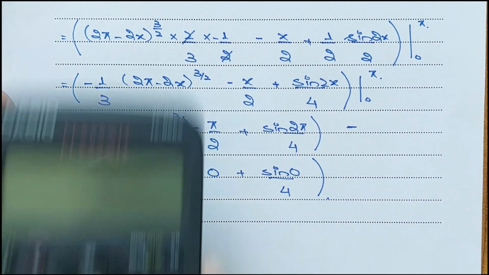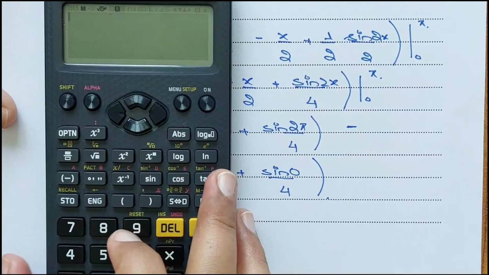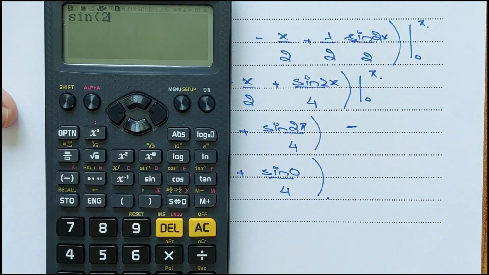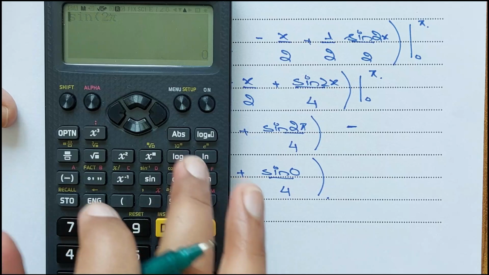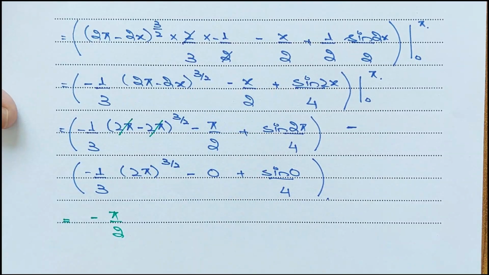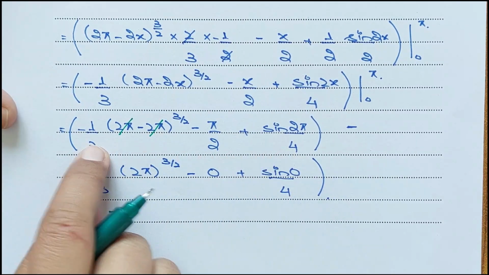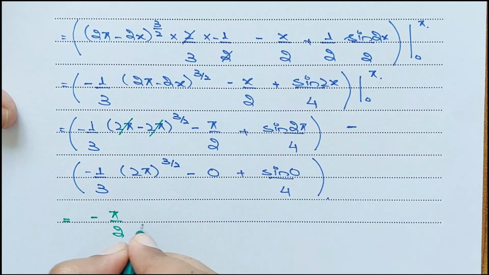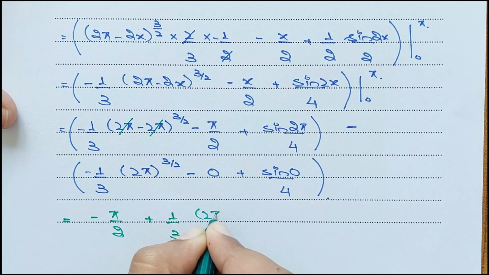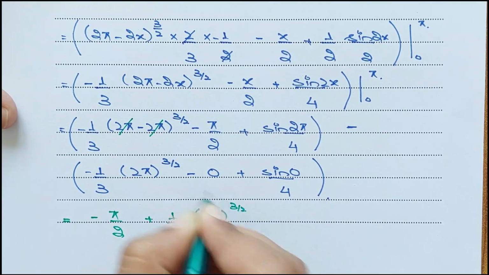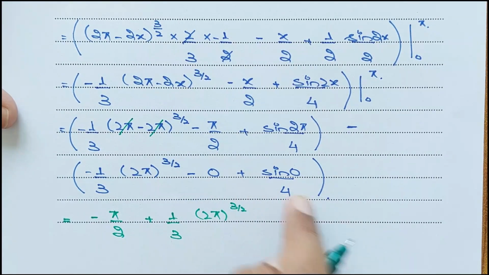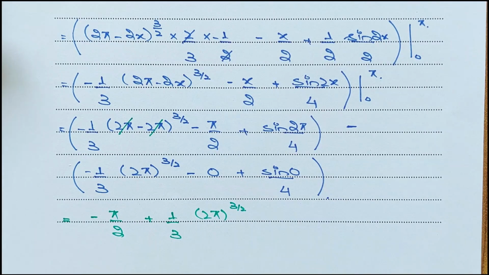It is sine 2 pi. This is 0. In radians, sine 2 pi is equal to 0. Right. And sine 0 is also 0. Right. This term is 0. This is 0. This is 0. Minus and minus we have plus 1 by 3, 2 pi power 3 by 2. And these two terms are also 0, sine 0 is also 0. So this is the exact shaded area between the two curves.